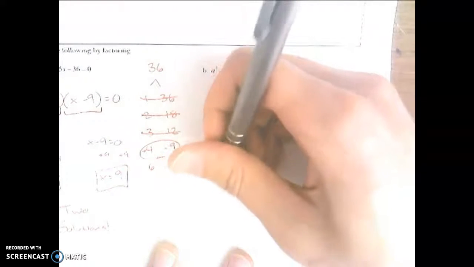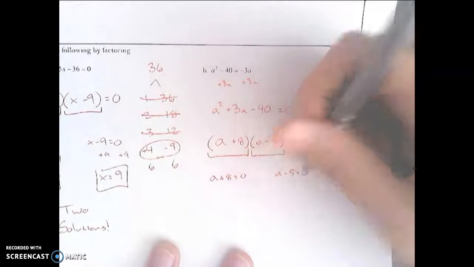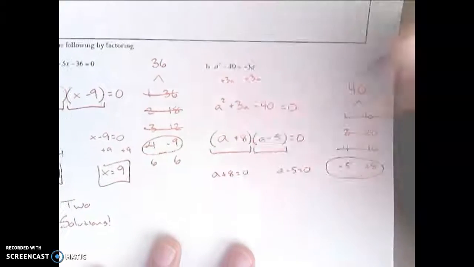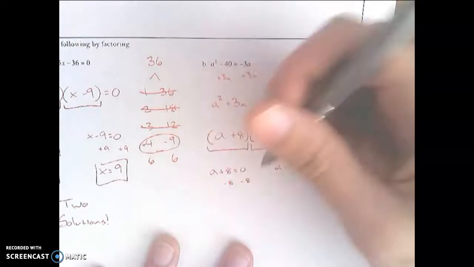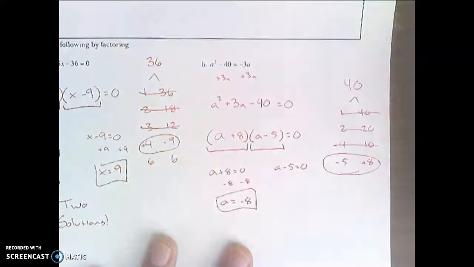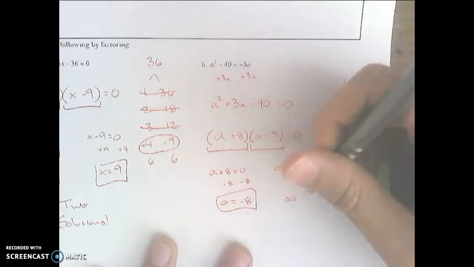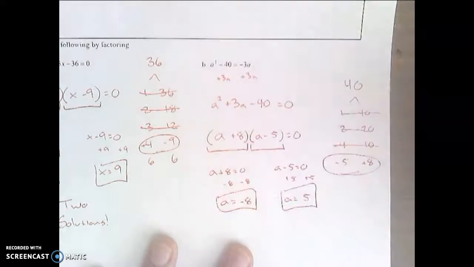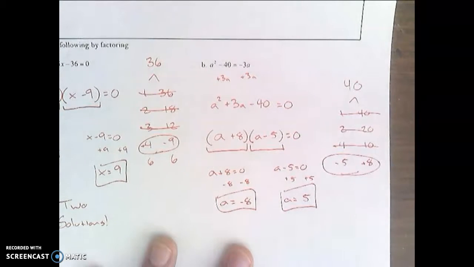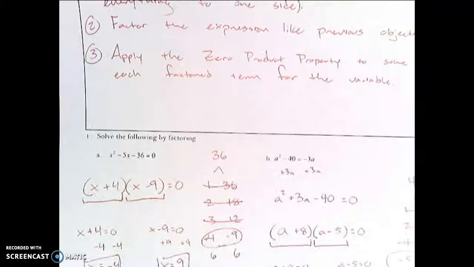So you have a plus 8 equals 0. We have a minus 5 equals 0. Solving each of these equations, we can subtract 8, and we have a equals negative 8. And then for this one, we add 5 to both sides, so we have a equals positive 5. So we have two solutions, a equals negative 8 and 5. So this is objective 63, solving quadratics.